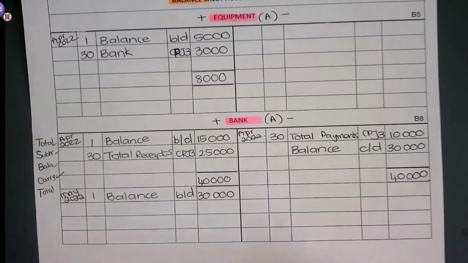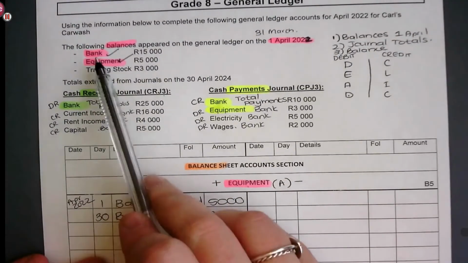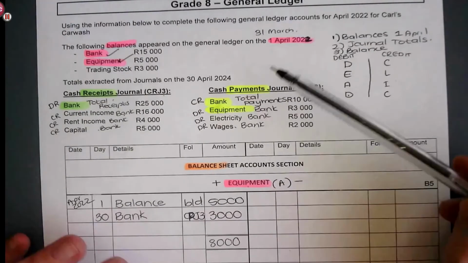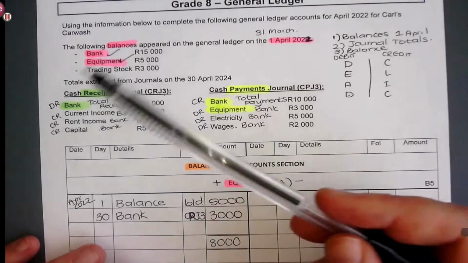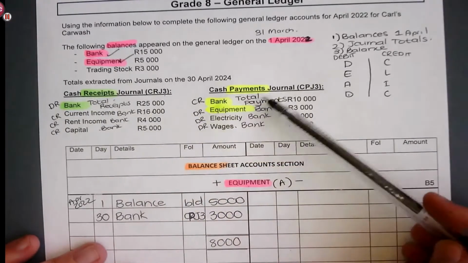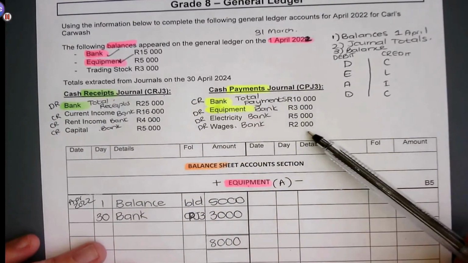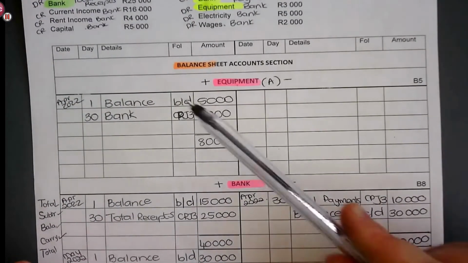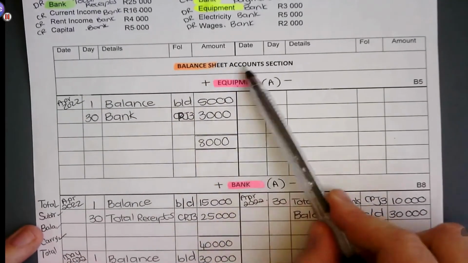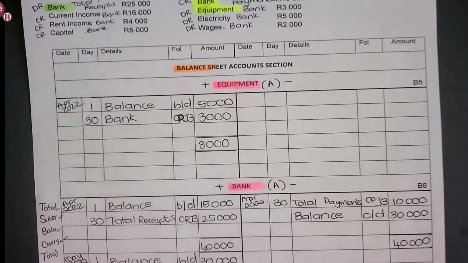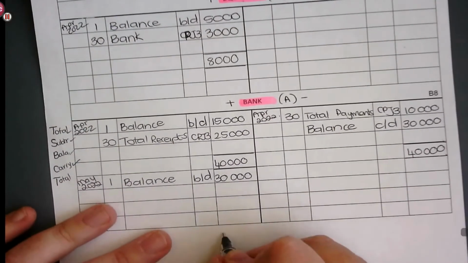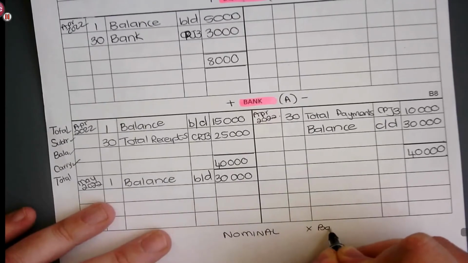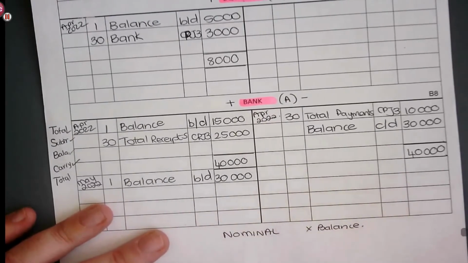So just to remember the processes, you first enter in all your balances at the beginning of the month, so the 1st of April. You then enter in all your CRJ totals, and then you enter in all your CPJ totals. Once you've done that, you then balance. If I say to you balance all the accounts, you balance the accounts in the balance sheet section. There is often another section of the general ledger which we call nominal. And this section, we do not balance the nominal section. All we do is we total them up.